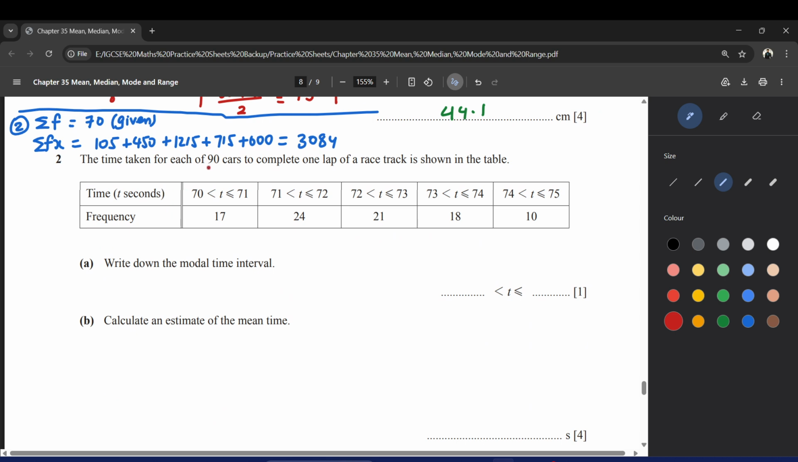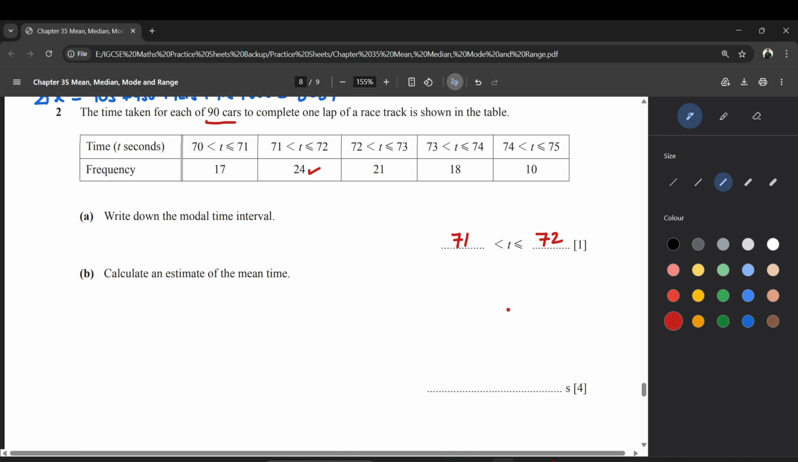The time taken for each of 90 cars to complete one lap of a racetrack is shown in the table. Write down the modal time interval. Now, modal time interval means, as we have discussed earlier, that it is going to be the interval in which you have the highest frequency value. So we can see the highest frequency value is this one. Therefore, my modal time interval is going to be 71 to 72. All right, part B, calculate an estimate of the mean time.